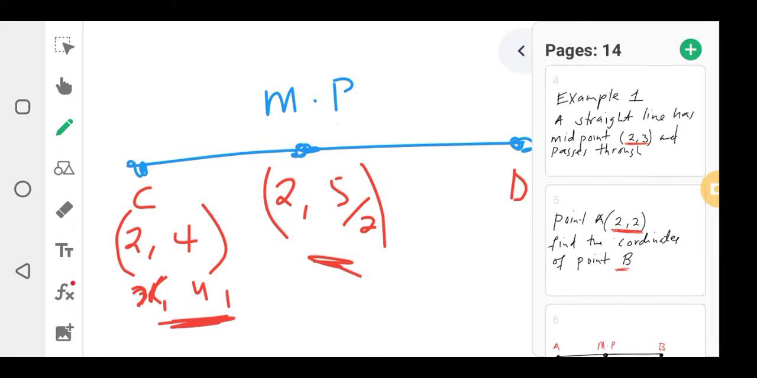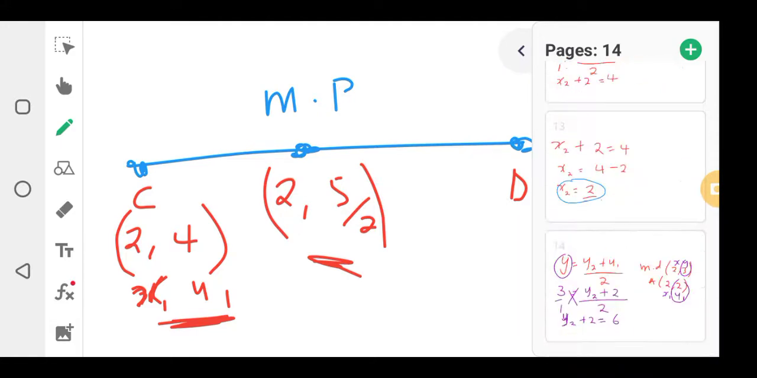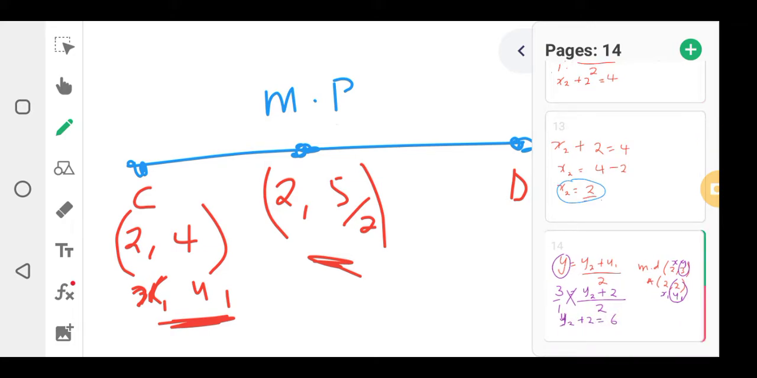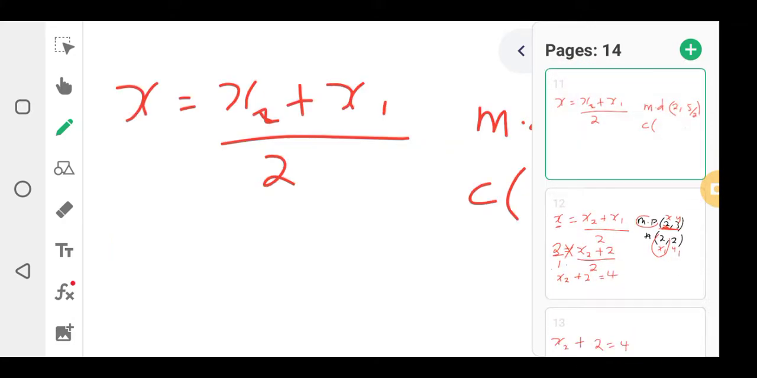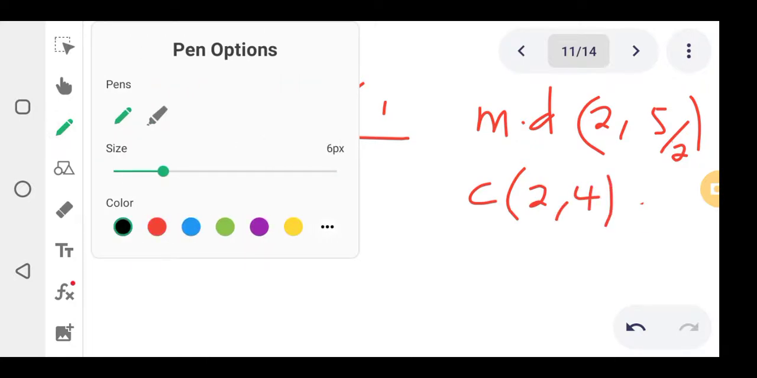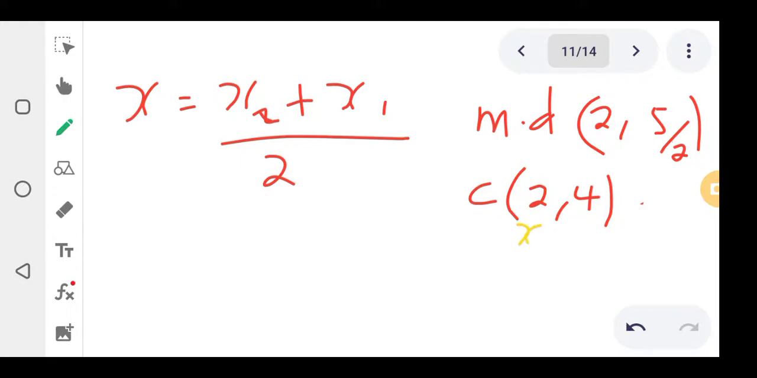Point C is 2, 4. And then you substitute them in the formula which we're looking for. So this is x1, y1. And then we said this one is x, this one is y. We don't put x2, no. And then you substitute. Here on y you put 5 over 2.